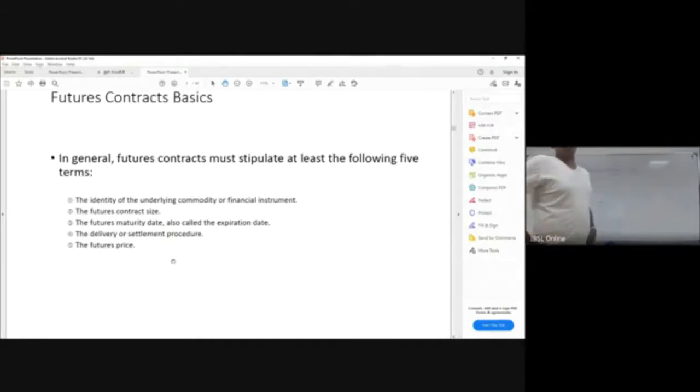In general, futures contracts must stipulate at least the following 5 terms: the identity of the underlying commodity or financial instrument, right? So this has to be mentioned. You need to give the quality, the weight, all the standard stuff. Then futures contract size, right? Now, for example, if you take crude oil, it can only be dealt in lots. A lot is 1,000 barrels. Futures maturity date, also called the expiry date, the delivery or settlement procedure, and the futures price. So all these need to be specified in a futures contract.